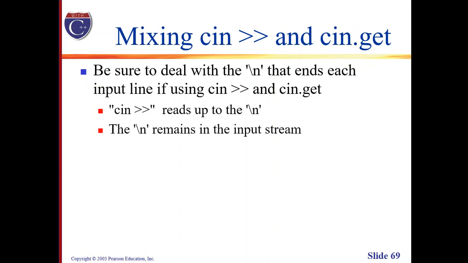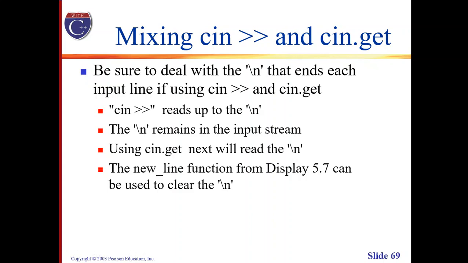As we can see here, the cin extraction operator reads up to the new line, and of course the new line remains in the input stream. Using cin.get next will read the new line character, and of course we will see how it works by taking a look at an example.